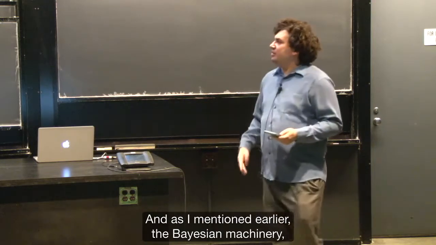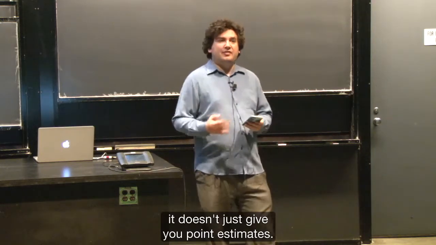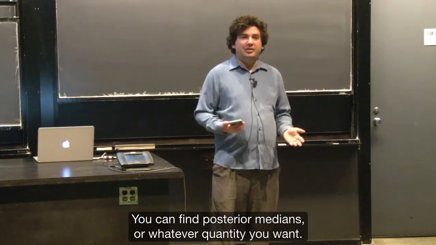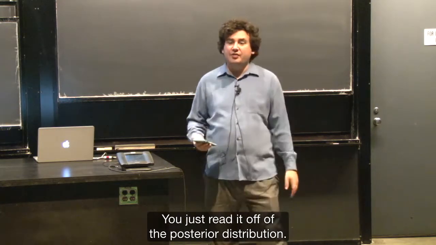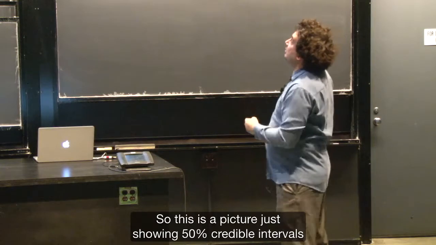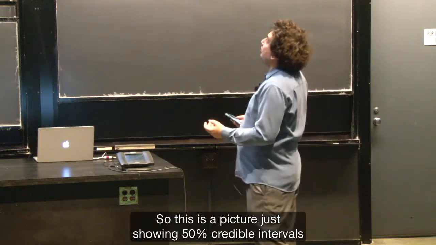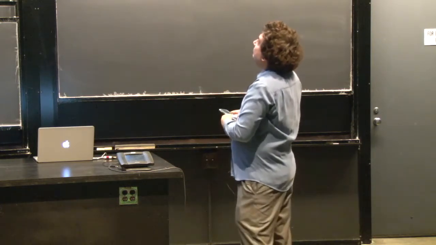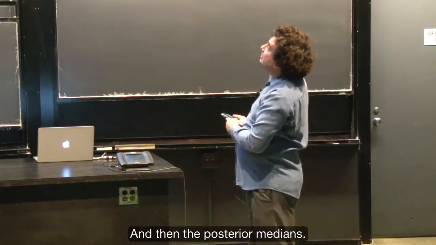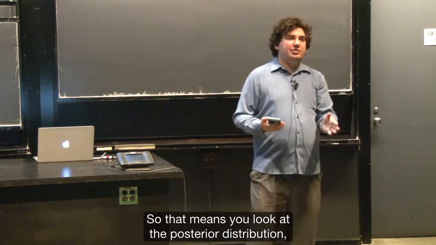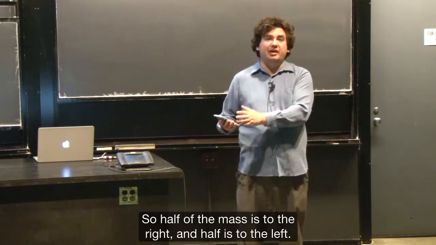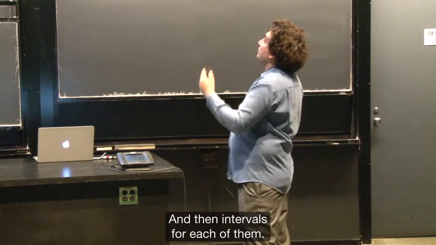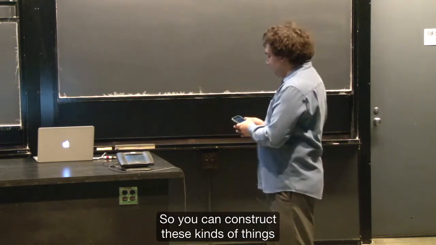Okay, and as I mentioned earlier, the Bayesian machinery doesn't just give you point estimates, it lets you compute credible intervals, you can find posterior medians or whatever quantity you want, you just read it off of the posterior distribution. So this is a picture showing 50% credible intervals for different counties grouped by population. And then the posterior medians, so you look at the posterior distribution and find the median, so half of the mass is to the right and half is to the left. That's a reasonable point estimate to use, and then intervals for each of them. So you can construct these kinds of things in a very natural way.